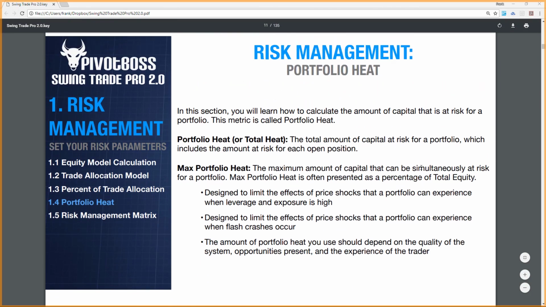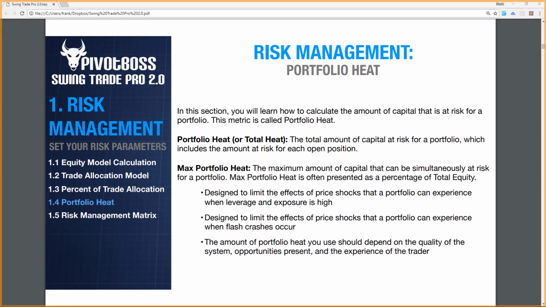Let's go down to portfolio heat. Portfolio heat, very, very important as well. In this section, you will learn how to calculate the amount of capital that is at risk for a portfolio, and this metric is called portfolio heat.